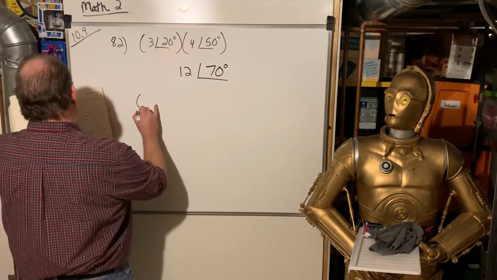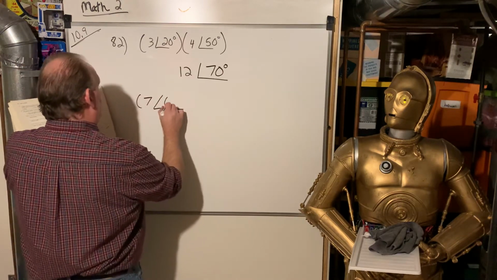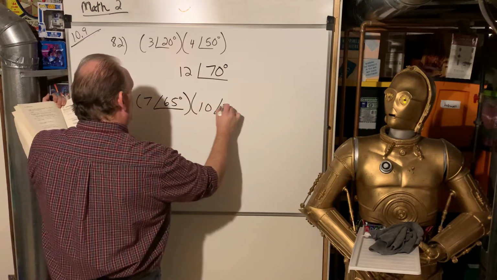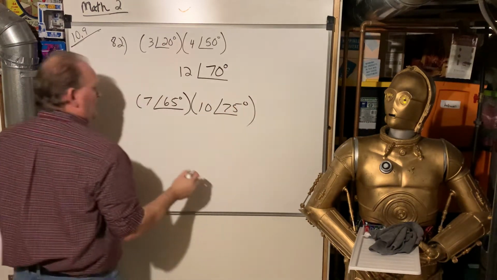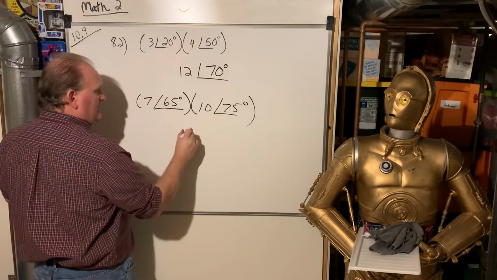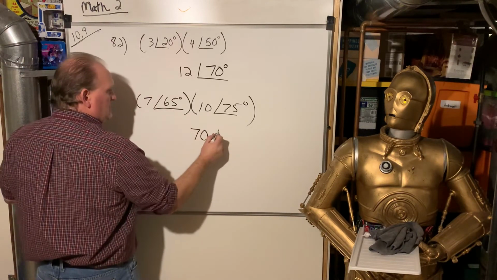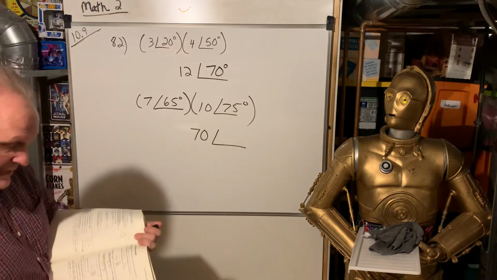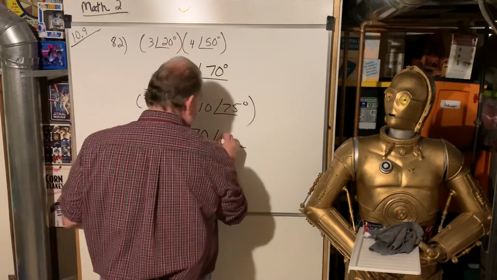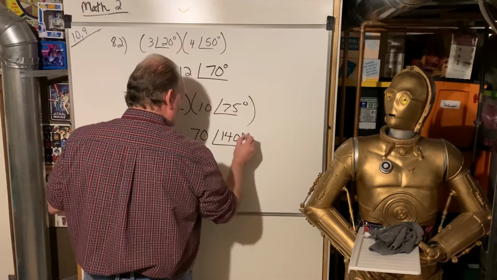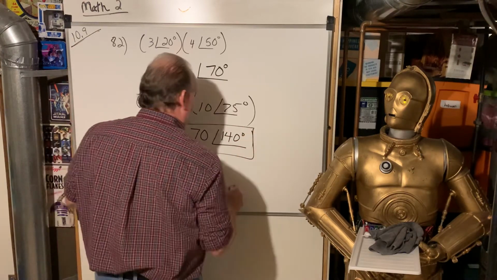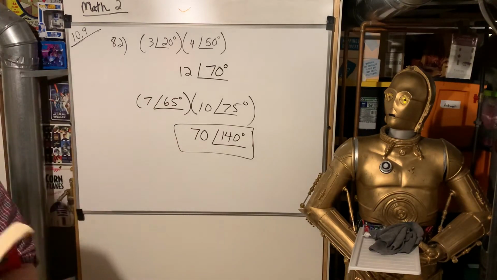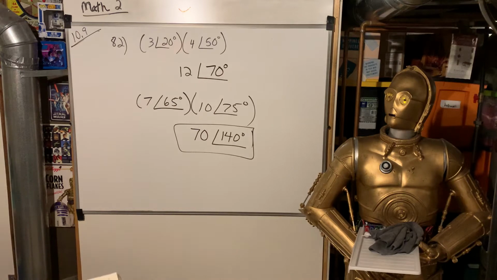Let's look at letter B here. We've got 7 at 65 degrees times 10 at 75 degrees. And so you just take the 7 times the 10, that's 70. And then you do 65 plus 75, and that's 140 degrees, and you're done. That's it. Okay? So when it's in polar form, it is super easy to multiply.